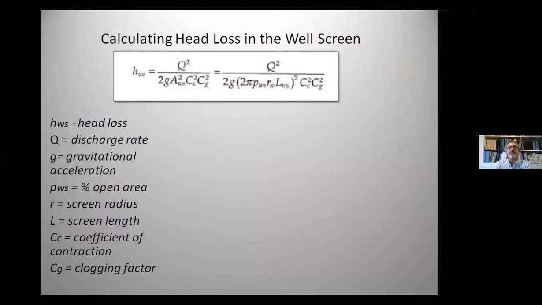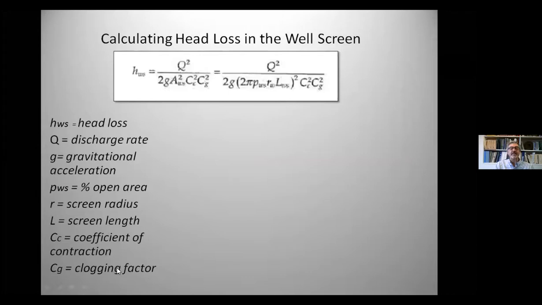So one example would be calculating head loss in the well screen. Without going through all of those, this is their formula that they derived for calculating the head loss just through the well screen itself. You can see the parameters on the left that are included in this formula. Some of them are constants and some are variables. Obviously Q is going to be a variable, as are percent open area, radius, and overall screen length. We have a constant here, the coefficient of contraction.